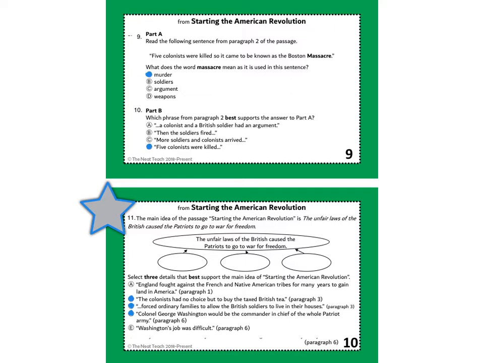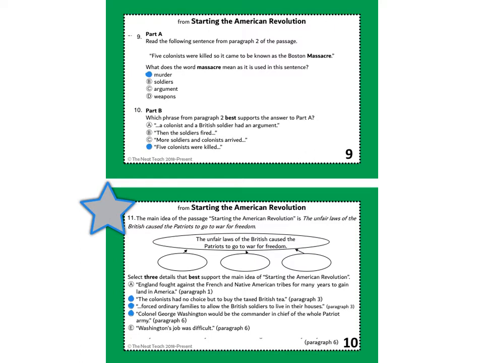Okay, number 11. The main idea of the passage, and then it gives a bubble map. Select 3 details that best support the main idea. I bubbled in B, C, and D. This was a commonly missed question. So I'm looking for 3 different supporting quotes to back up the unfair laws of the British caused the Patriots to go to war for freedom.